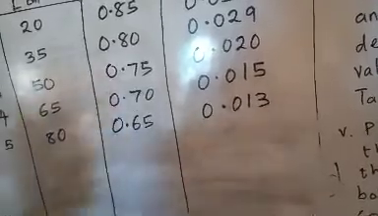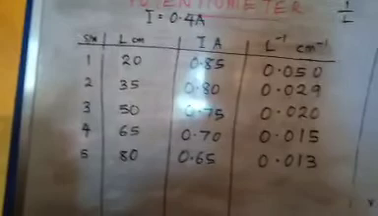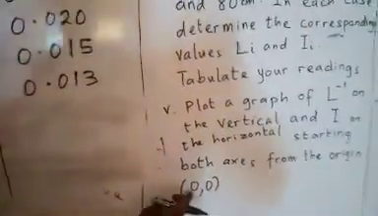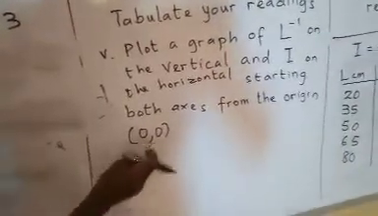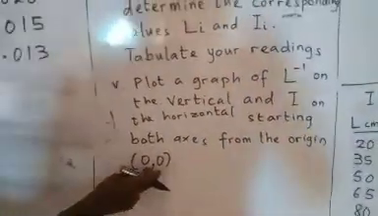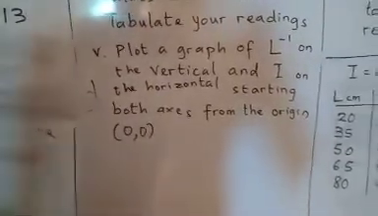Look at the tabular form, then we now transfer it to the graph. This will be on the vertical axis, while this is on the horizontal axis as we see it, and we are starting from 0, 0, that is x is 0, y is also what? 0. Are you getting me? Now in your graph, you have to be very careful.